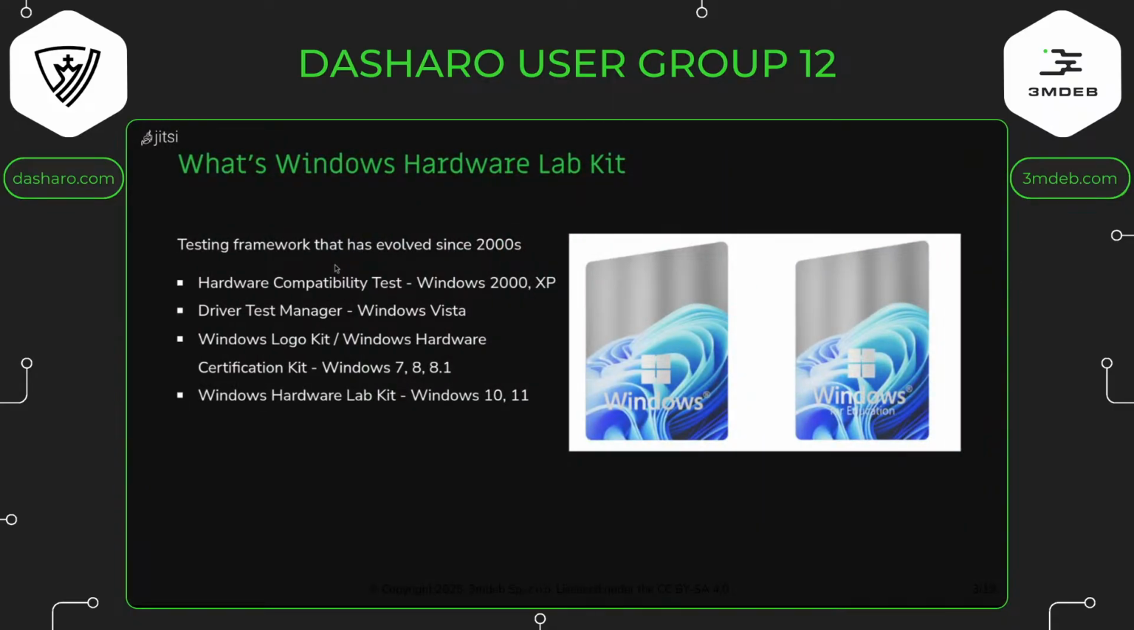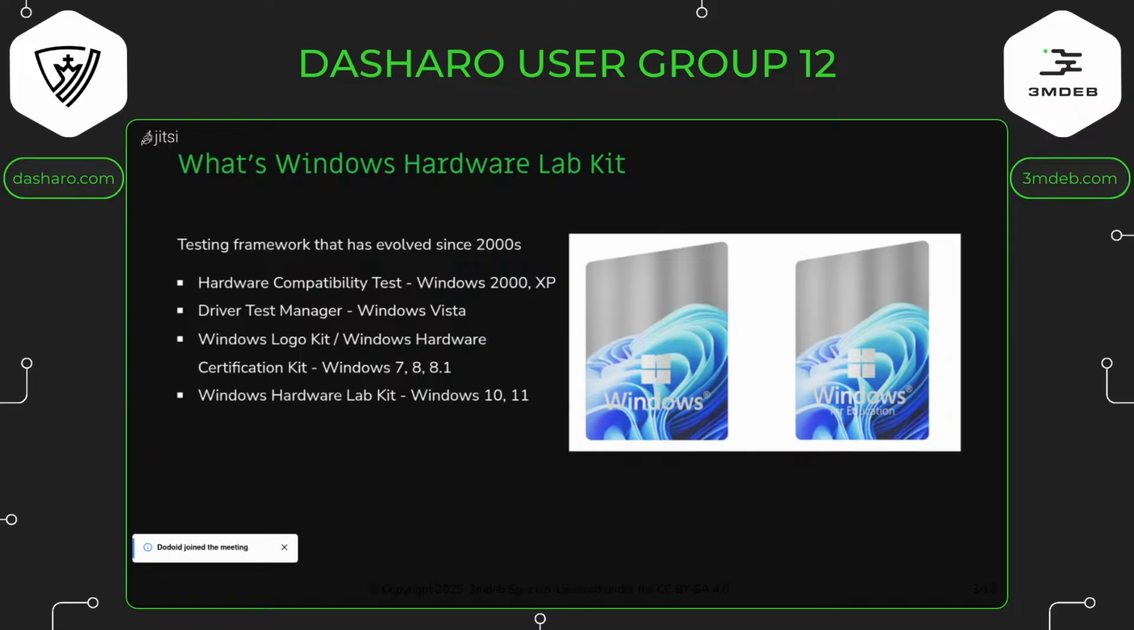So let's build some vocabulary here. You have probably heard about one or more of those names. Windows Hardware Lab Kit or its predecessors have been worked on since about the 2000s. Microsoft used tools like Hardware Compatibility Tests for Windows 2000 and XP, Driver Test Manager for Windows Vista, and Windows Logo Kit, which was quickly renamed to Windows Hardware Certification Kit. Now, for modern versions like Windows 10, 11, or modern server versions, this tool is named Windows Hardware Lab Kit.